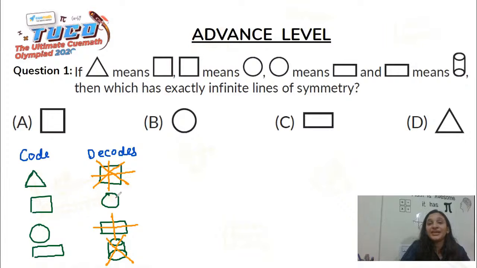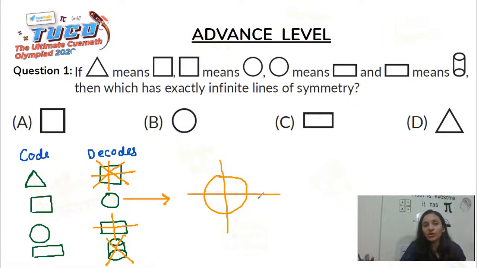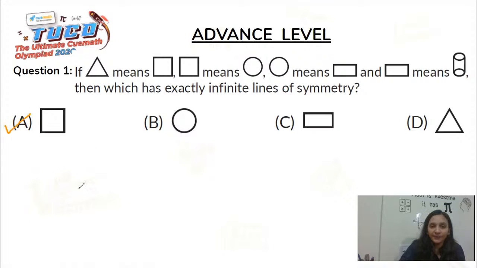So the only one which has infinitely many lines of symmetry is a circle. If you have a circle, you draw a line like this passing through the center, it will have two halves which are replicas of each other. If you draw a line passing through the center like this also, it would divide into replicas of each other, two halves. This and this, so many you can draw. So a circle has infinite lines of symmetry, but a circle has been coded as a square. So the correct answer to this question becomes option A, which is a square, because a circle has infinitely many lines of symmetry, but a circle has been coded as a square here.